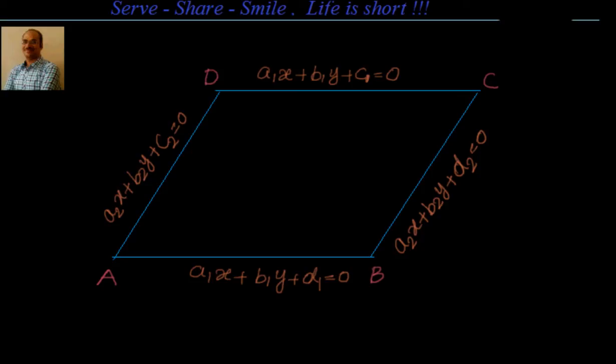Hello friends, welcome back. In this session, we'll see how to calculate the area of a parallelogram if we know the equations of the sides of the parallelogram. So, we know that in a parallelogram we have two pairs of parallel sides. We can see here we have a1x plus b1y plus c1 equal to 0 and a1x plus b1y plus d1 equal to 0. That is one pair of parallel sides. Another one is a2x plus b2y plus c2 equal to 0 and a2x plus b2y plus d2 equal to 0.